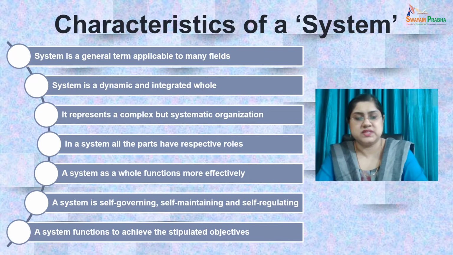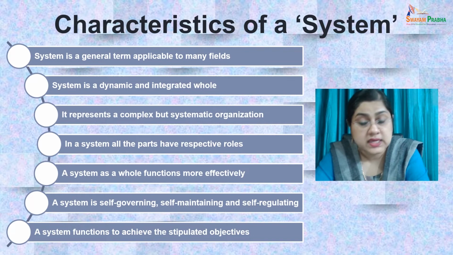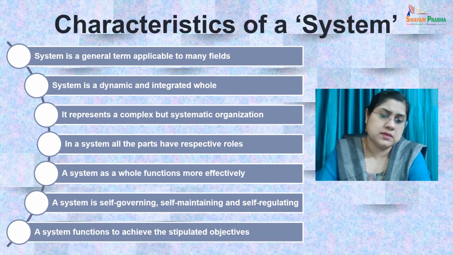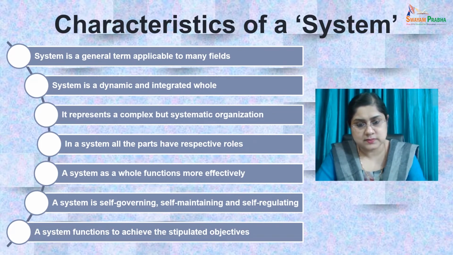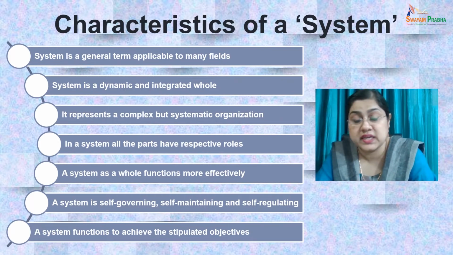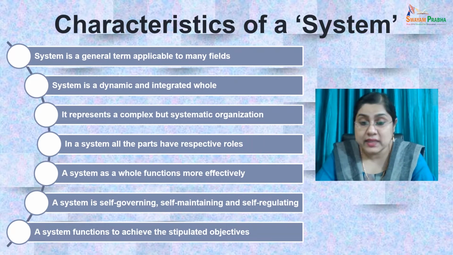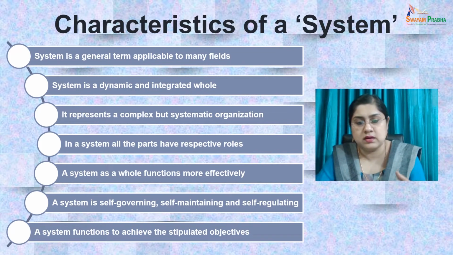The next feature can be that a system is a self-governing, self-maintaining, and self-regulating structure. This is again a very important point, because the system gains some sort of support from the outside in the beginning, but then it should be self-governing, self-maintaining, and self-regulating. Then only it can sustain for a longer time. So this is again a peculiar feature of a system.